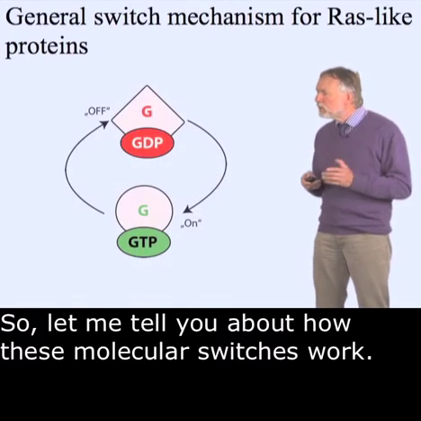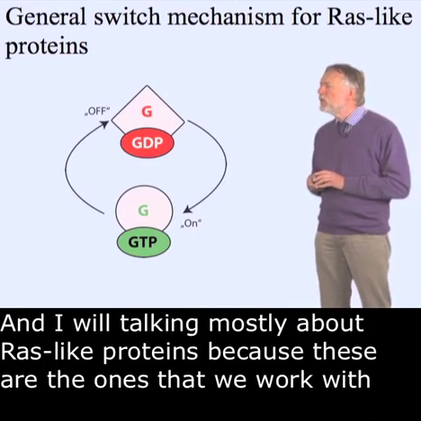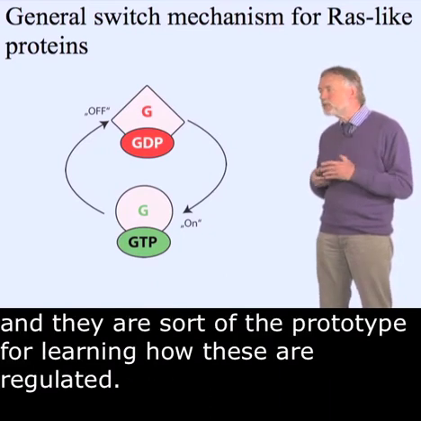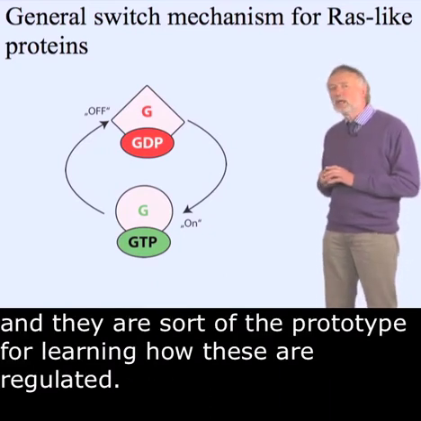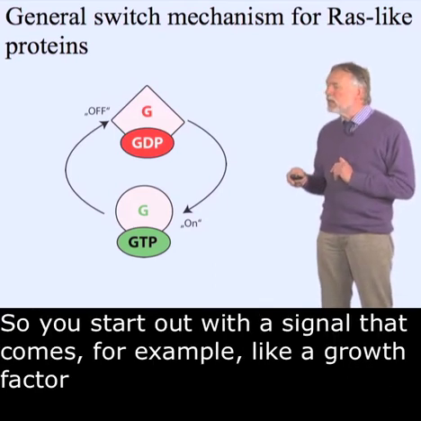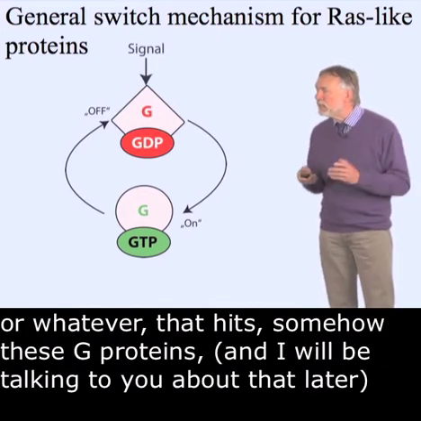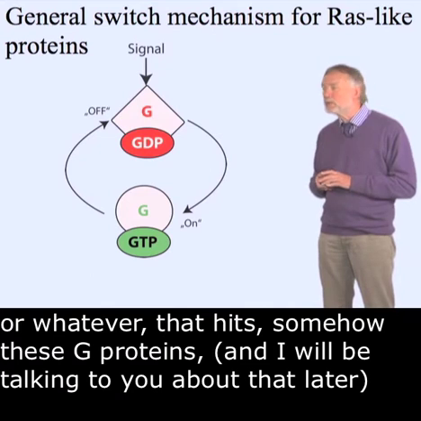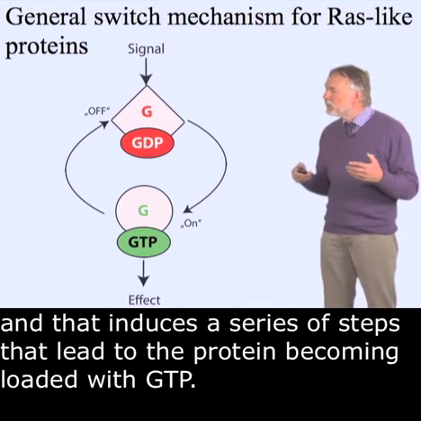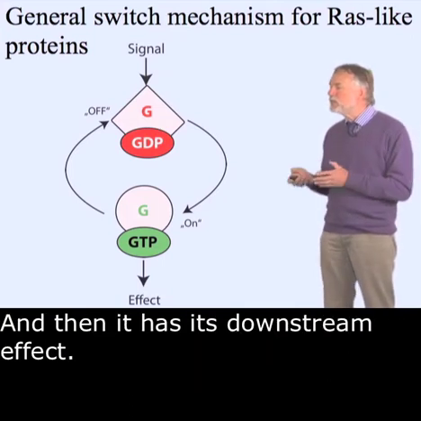So let me tell you how these molecular switches work. I will be talking mostly about Ras-like proteins because these are the ones that we work with, and they are the prototype for learning how these are regulated. You start out with a signal that comes, for example, like a growth factor or whatever, that hits these G proteins, and I will be talking to you about that later. And that induces a series of steps that lead to the protein becoming loaded with GTP, and then it has its downstream effect.